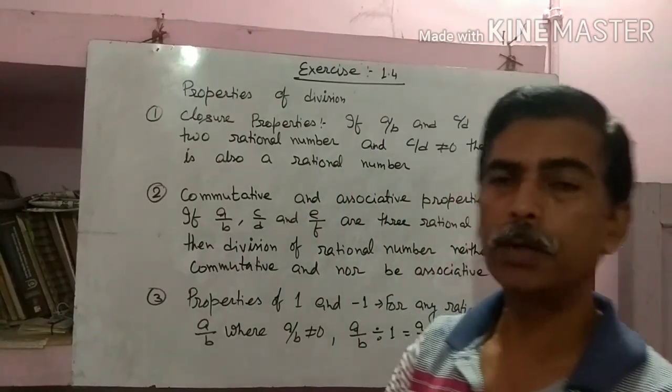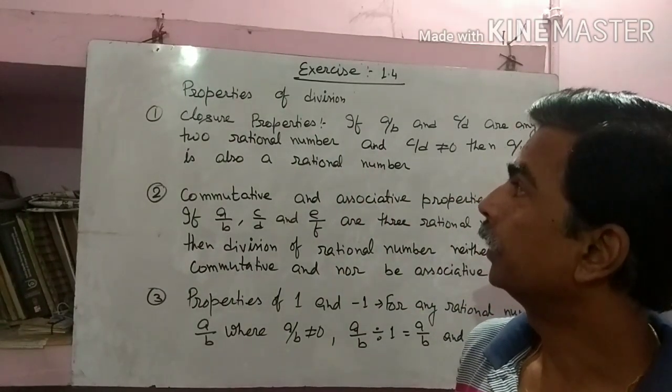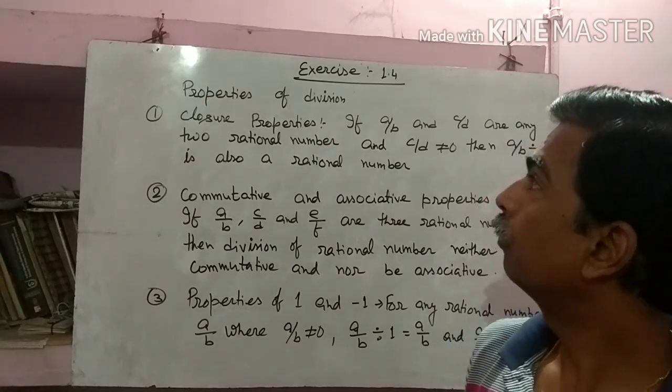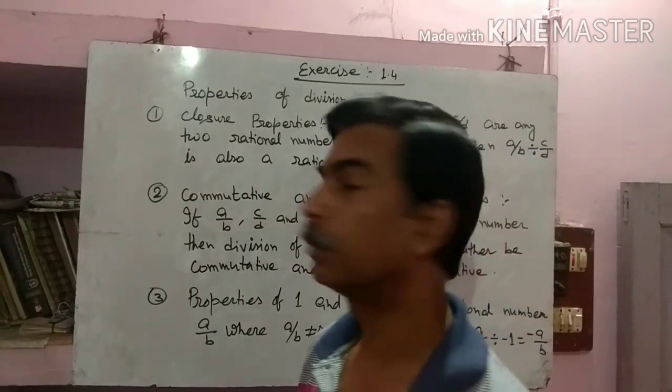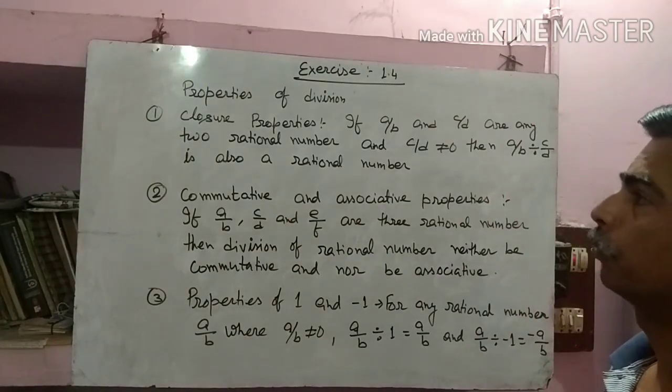Hello student, today we are going to discuss exercise 1.4 of mathematics, which is rational numbers. Before starting this chapter, we have to discuss some properties of division. Number 1 is the closure property.